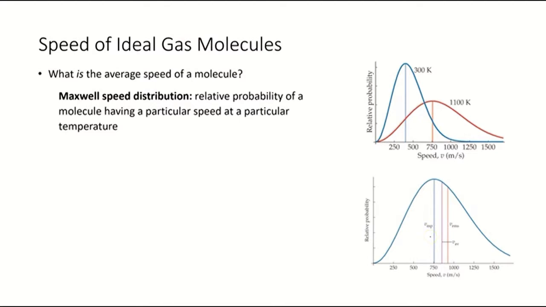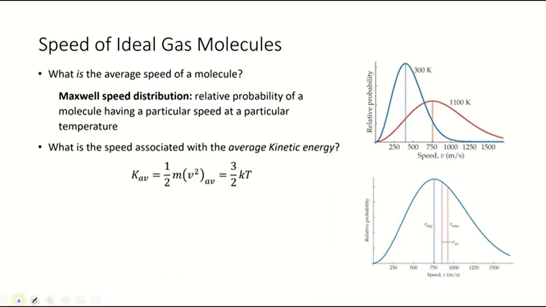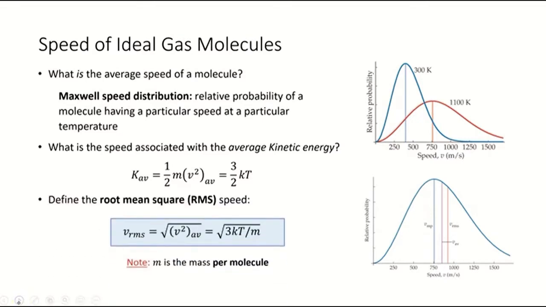Now let's talk a little bit more about the speed that's associated with the average kinetic energy, which we know is equal to 3/2 kT from the kinetic theory of a gas. This speed is given a special name.